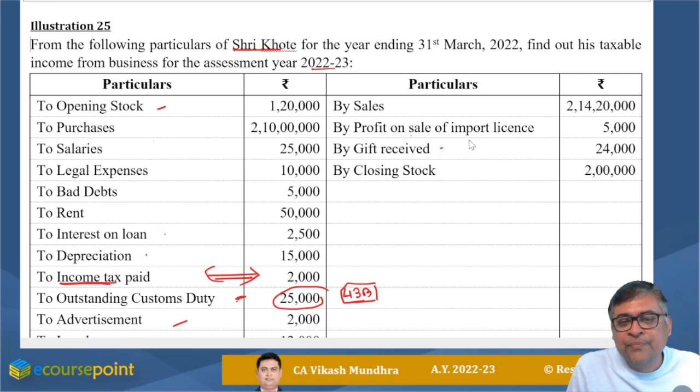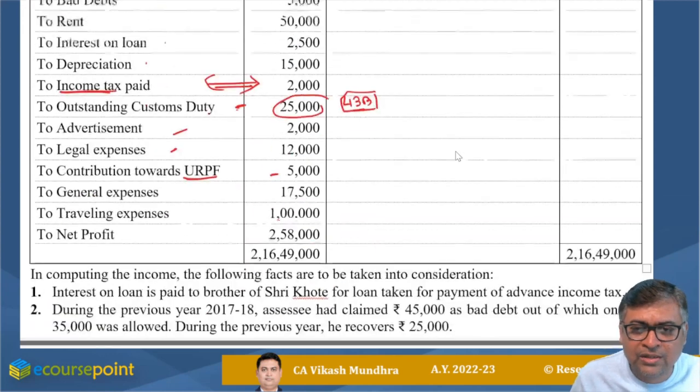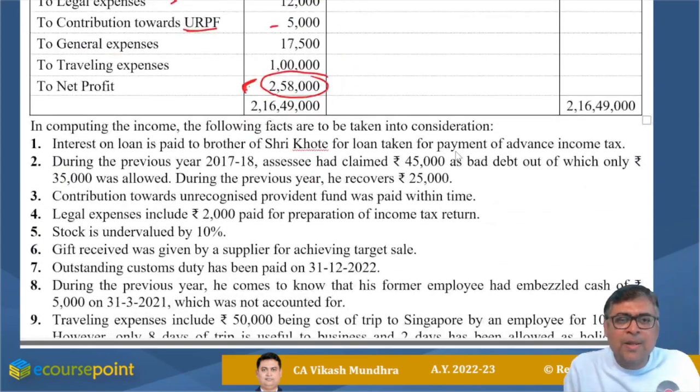Gift received, if it is incidental to your business, then it should be taxable under the head PGBP, else we will think about income from other sources. Closing stock, if no information, we will do nothing. Now I am coming to this additional information.